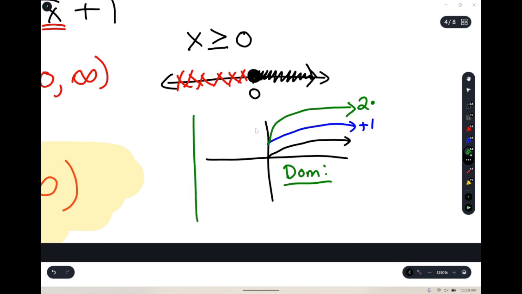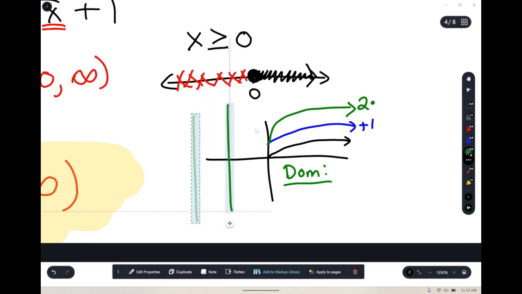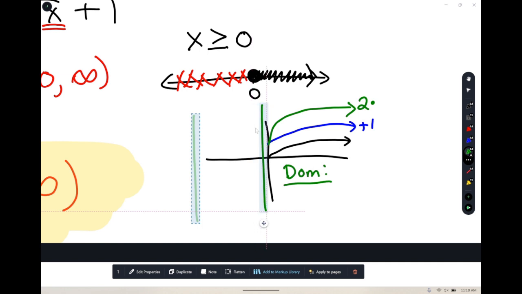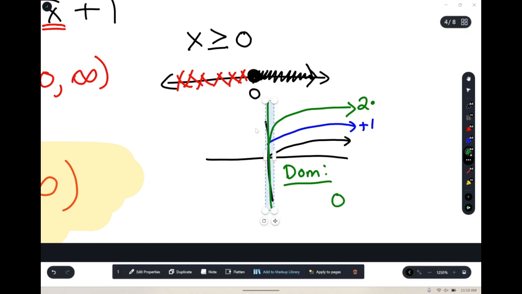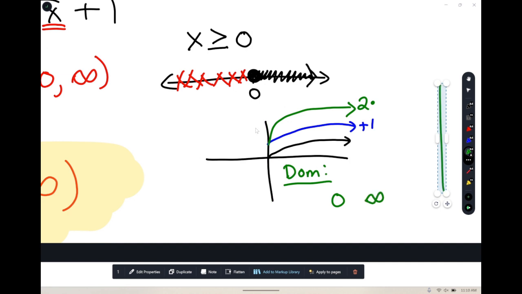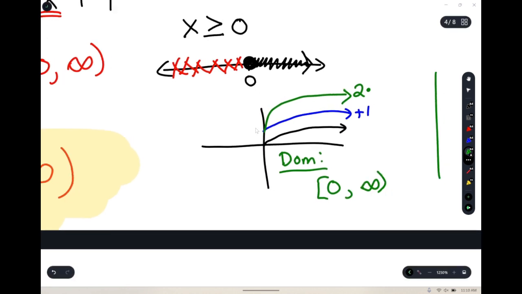So you draw your little line, and you start working your way over, and you say, where does the green line start? Right there. It starts at 0. And how far does the green line go? Forever and ever, infinity. And then you just close it up by saying it includes 0. It doesn't include infinity. You're not looking at y.